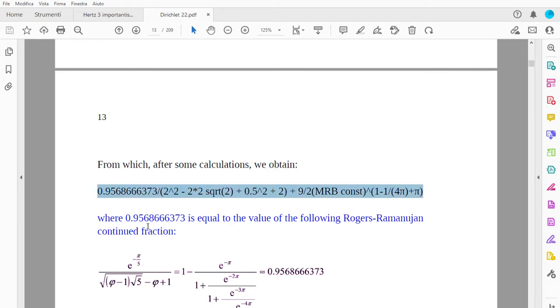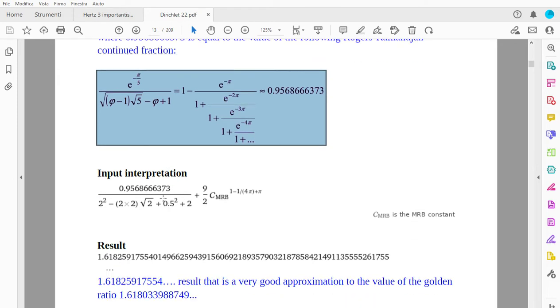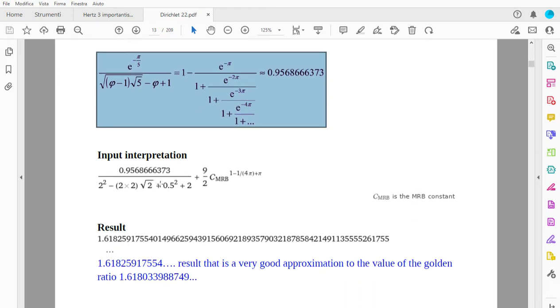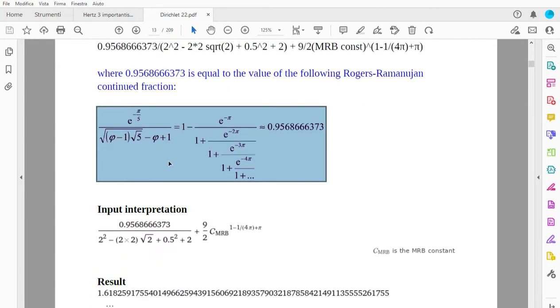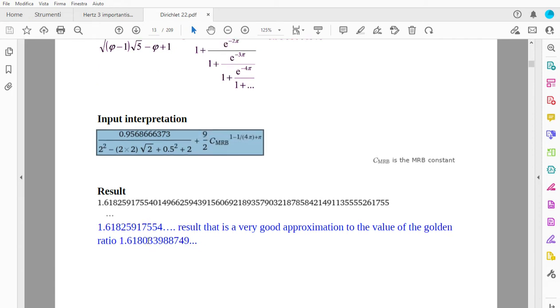We note that this value is equal to the value of the following Rogers-Ramanujan continued fraction. The result of this expression is equal to a result that is a very good approximation to the value of the golden ratio.